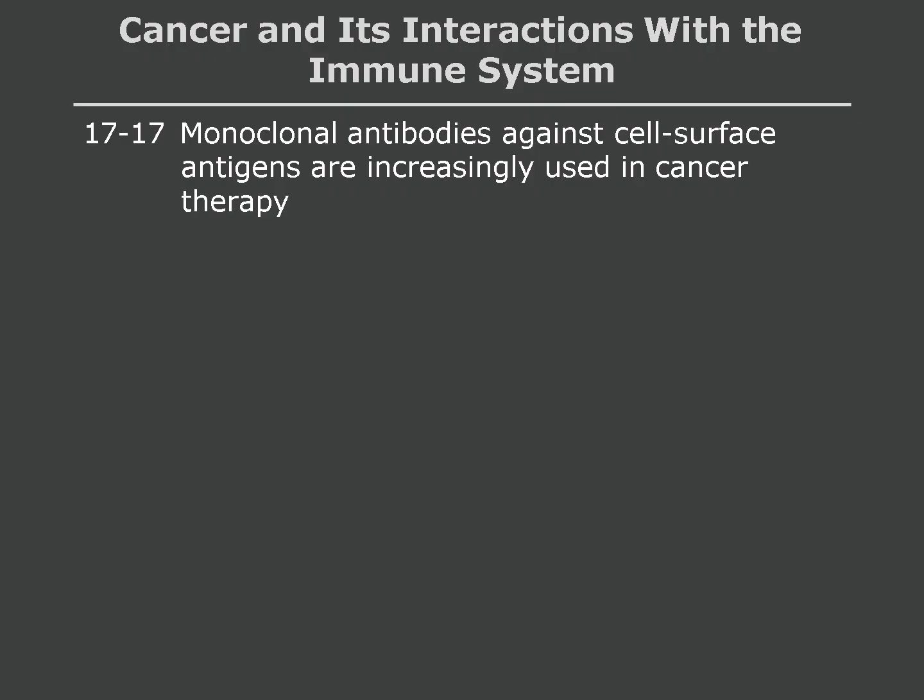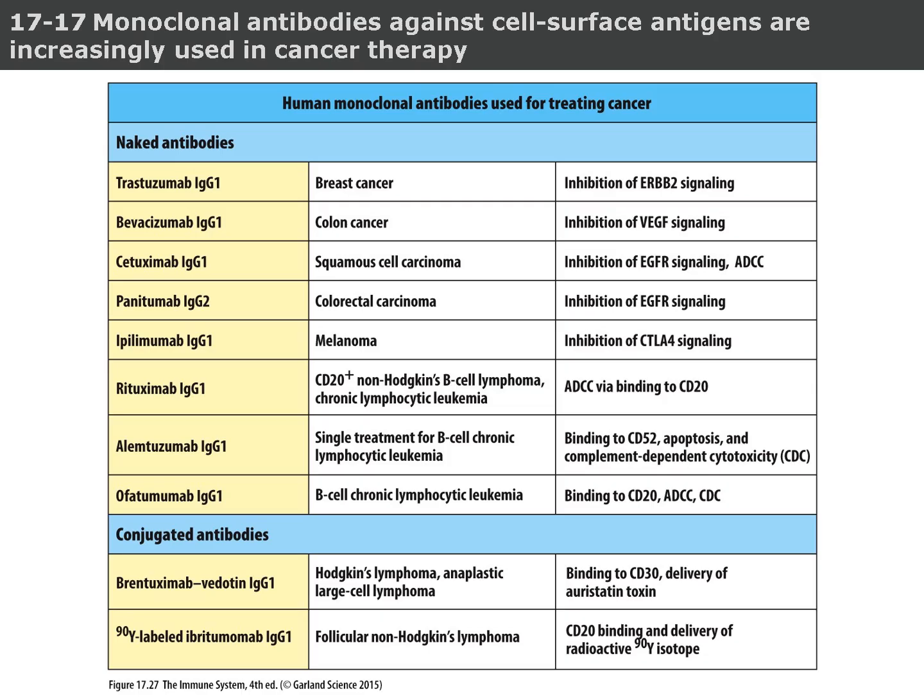Monoclonal antibodies against cell surface antigens are increasingly used in cancer therapy. This figure lists human monoclonal antibodies used in cancer therapy. Naked antibodies like trastuzumab target breast cancer by inhibiting ERBB2 signaling, while bevacizumab treats colon cancer by blocking vascular endothelial growth factor. Cetuximab and panitumumab inhibit epidermal growth factor receptor signaling in squamous cell carcinoma and colorectal carcinoma, respectively.